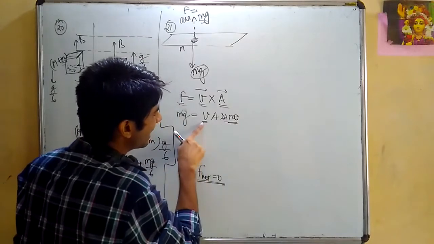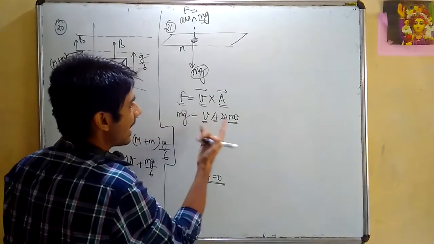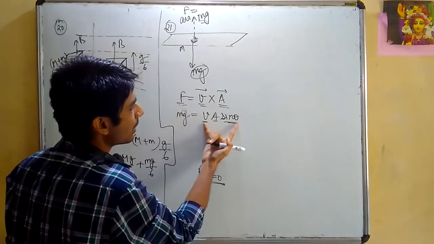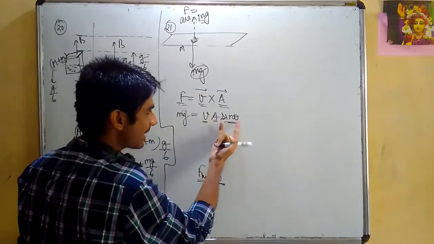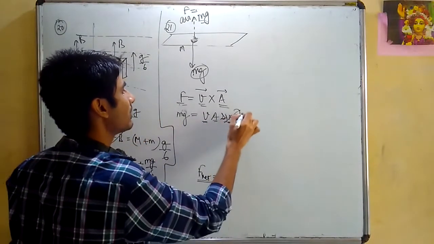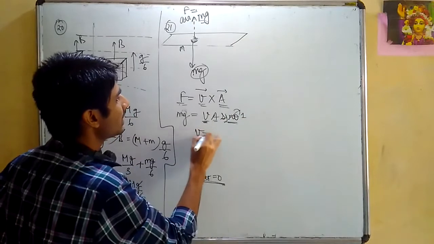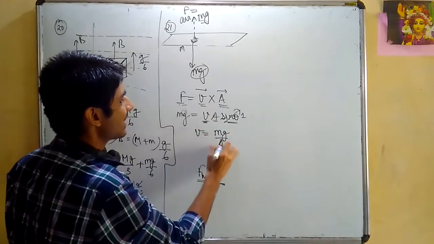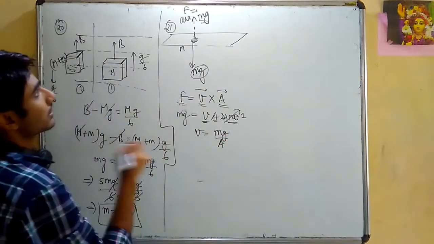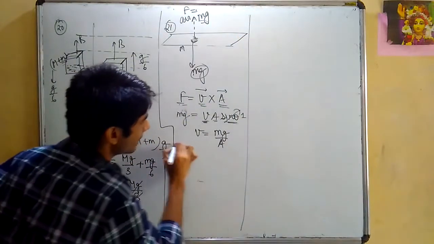But I need to find minimum V. A is a constant. So for that I can maximize sine theta. Maximum sine theta is 1. So therefore the value of V with which I should project is mg by A. This is the answer.